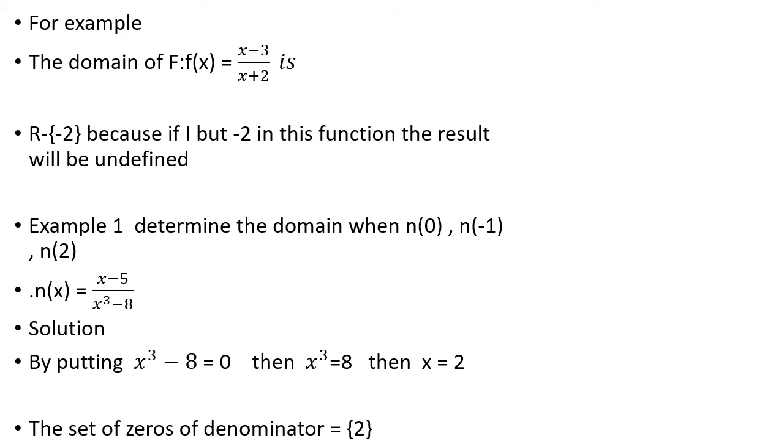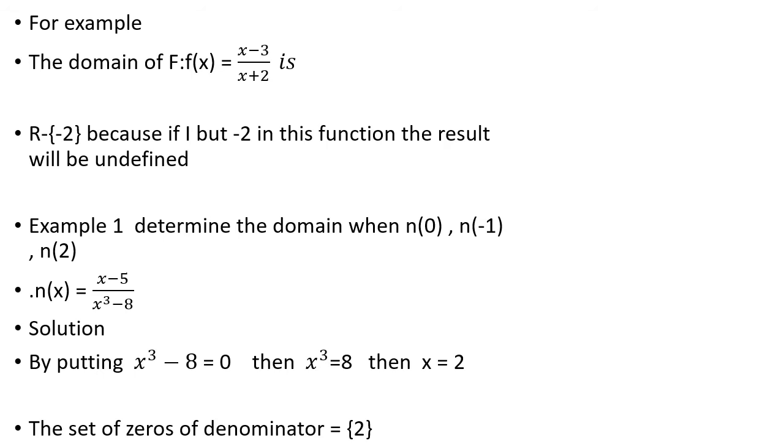So x plus 2 equal to 0, so our x will be negative 2. This value of negative 2, if we substitute it in this function, gives a denominator equal to 0. So our result will be undefined. So the domain of this function will be R except negative 2.